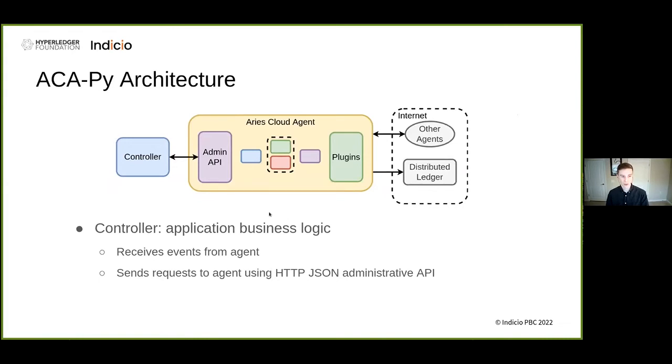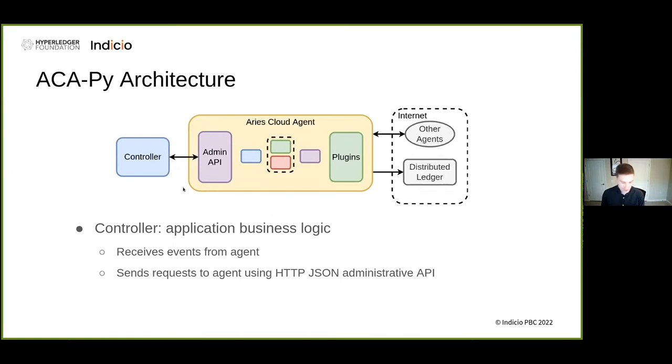And it is the controller's responsibility to handle the business logic. So making decisions about what needs to occur next based on what I as an individual or as an enterprise would like to do next. So forming new connections would be an action triggered by the controller within ACAPI. Issuing a credential to one of your connections is likewise an action that would be triggered by the controller.